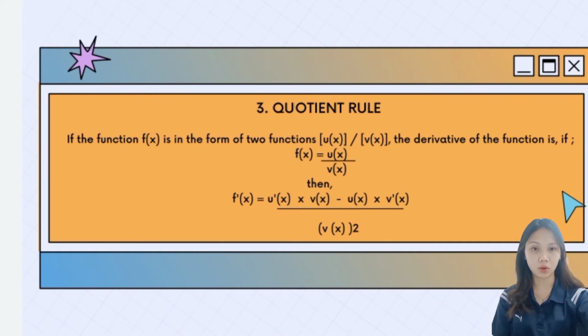If the function f(x) is in the form of two functions u(x) over v(x), the derivative of the function is: if f(x) = u(x) over v(x), then f'(x) = u'(x) times v(x) minus u(x) times v'(x), over v(x) squared. Now I will give the turn to Nathaniel.